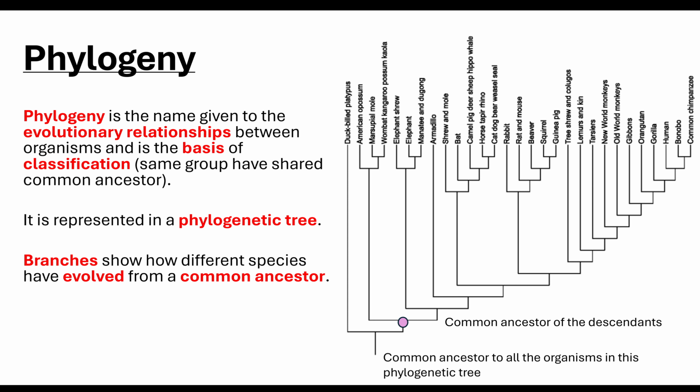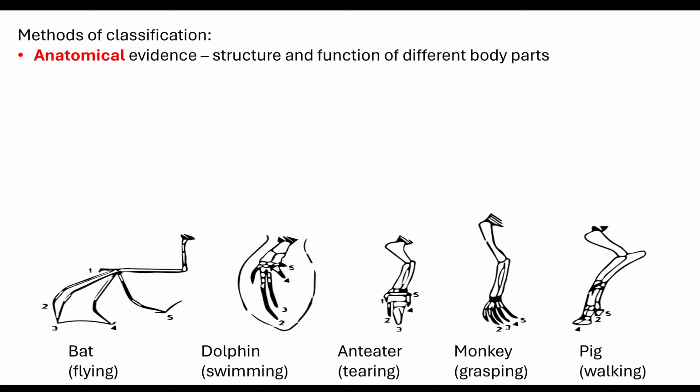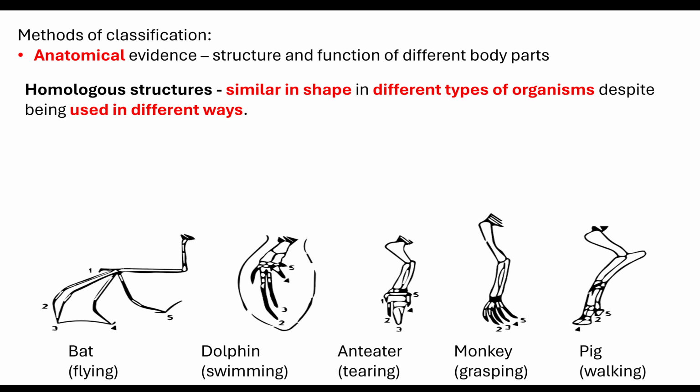So it's important that we understand this evolutionary relationship, and we tend to use different versions of classification to work that out. One method of classification is looking at anatomical evidence, where we look at the structure and functions of different body parts. One of the most important ones we use is homologous structures. The pentadactyl limb is a homologous structure. It is similar in shape. Pentadactyl means there are 5 digits.